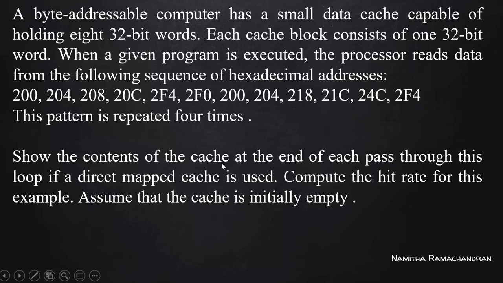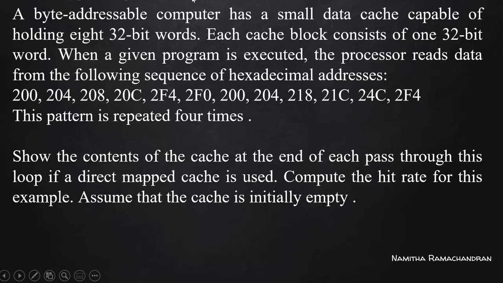Show the contents of the cache at the end of each pass through this loop if a direct mapped cache is used, and compute the hit rate for this example. Assume that the cache is initially empty.